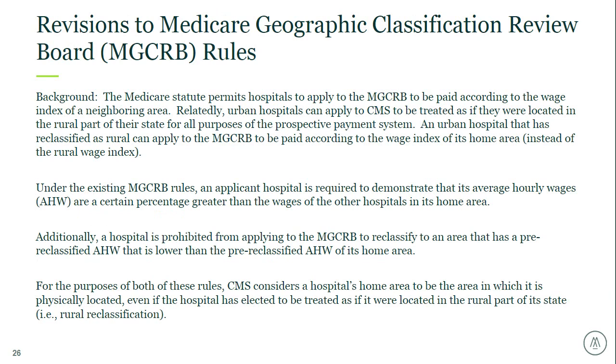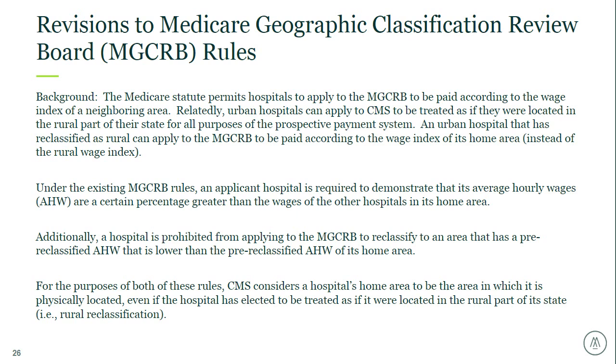There also were some changes to the Medicare Geographic Classification Review Board, or as we refer to it, MGCRB rules. So as background, the Medicare statute permits hospitals to apply to the MGCRB to be paid according to the wage index of a neighboring area. Relatedly, urban hospitals can apply to CMS to be treated as if they were located in the rural part of the state for all purposes of the prospective payment system. An urban hospital that's been reclassified as rural can apply to the MGCRB to be paid according to the wage index of its home area instead of the rural wage index.